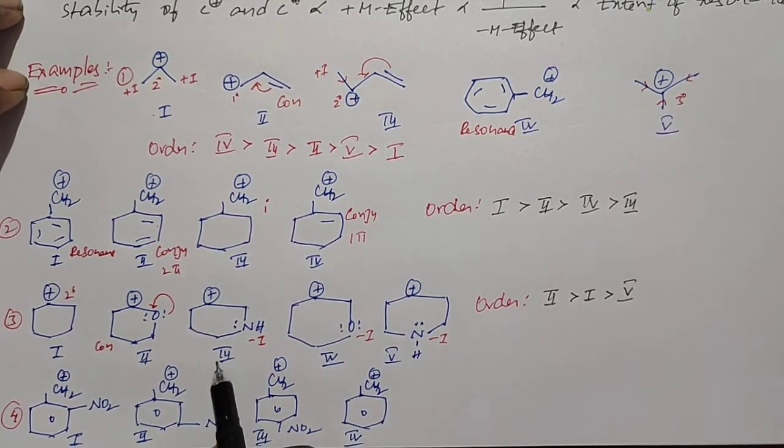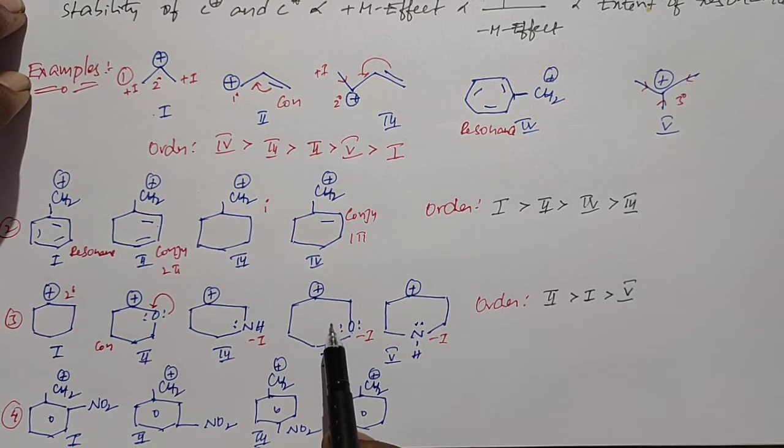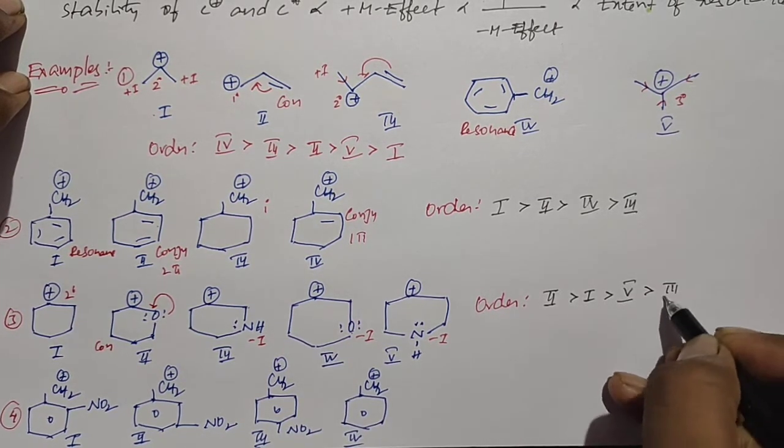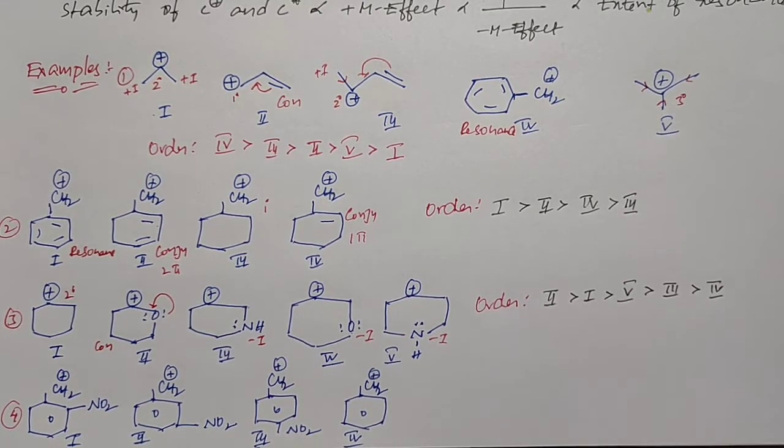Okay, then we need to compare the third one and the fourth one. In the third and fourth ones, oxygen has more electronegativity when compared to nitrogen. So if more electronegativity is present, it can destabilize the carbocation. So the third structure is more stable than the fourth one. So the next position is the third, and the last position is the fourth due to the high electronegativity of oxygen. So this is the order.